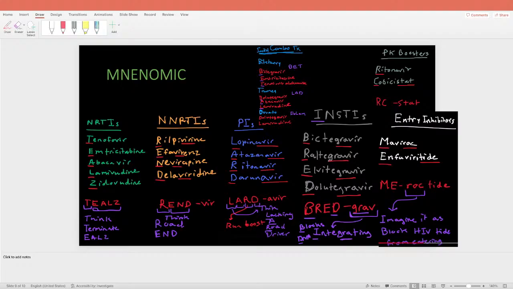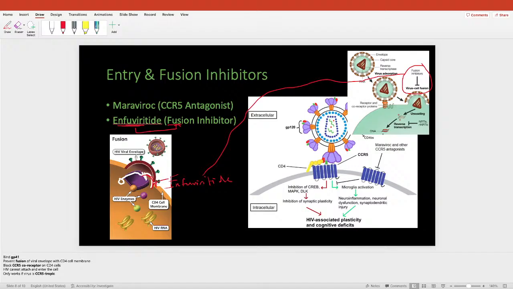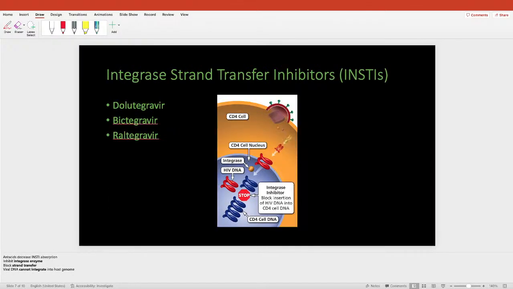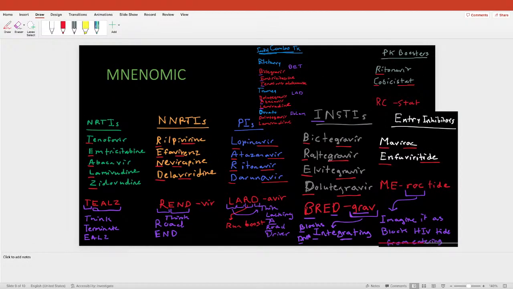Let me see if I can go back here. There is probably one thing about ritonavir that is important. It's one of the strongest CYP3A4 inhibitors, so it's kind of an important point to understand.